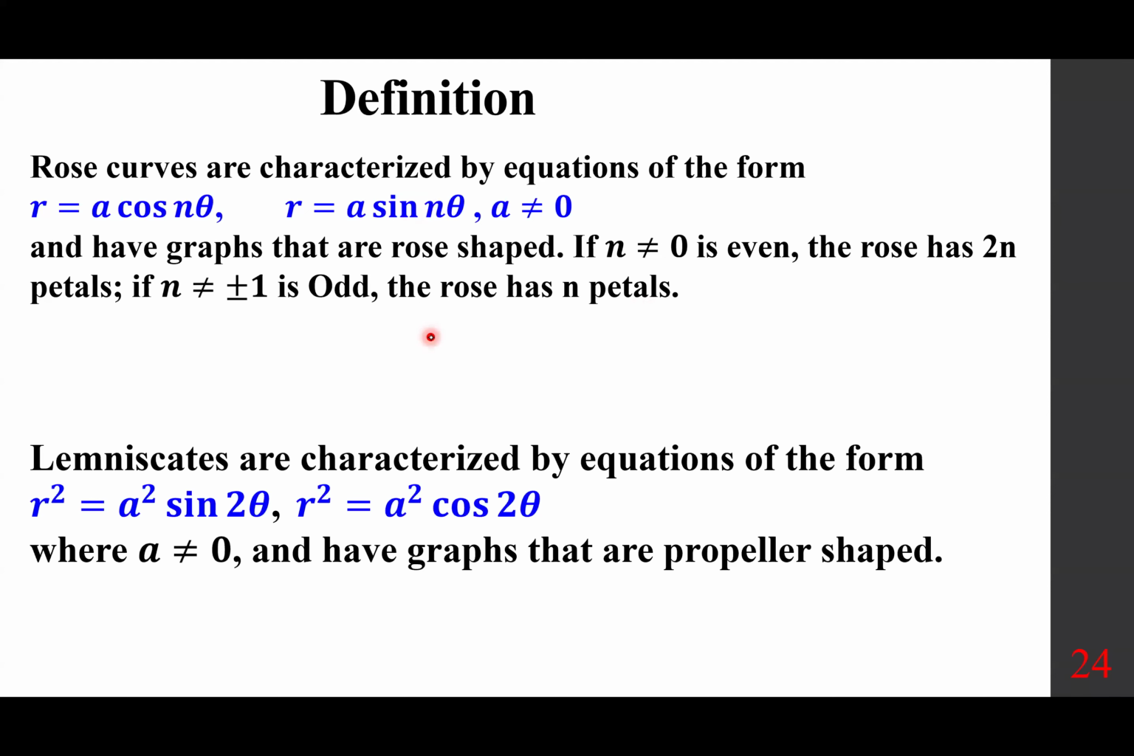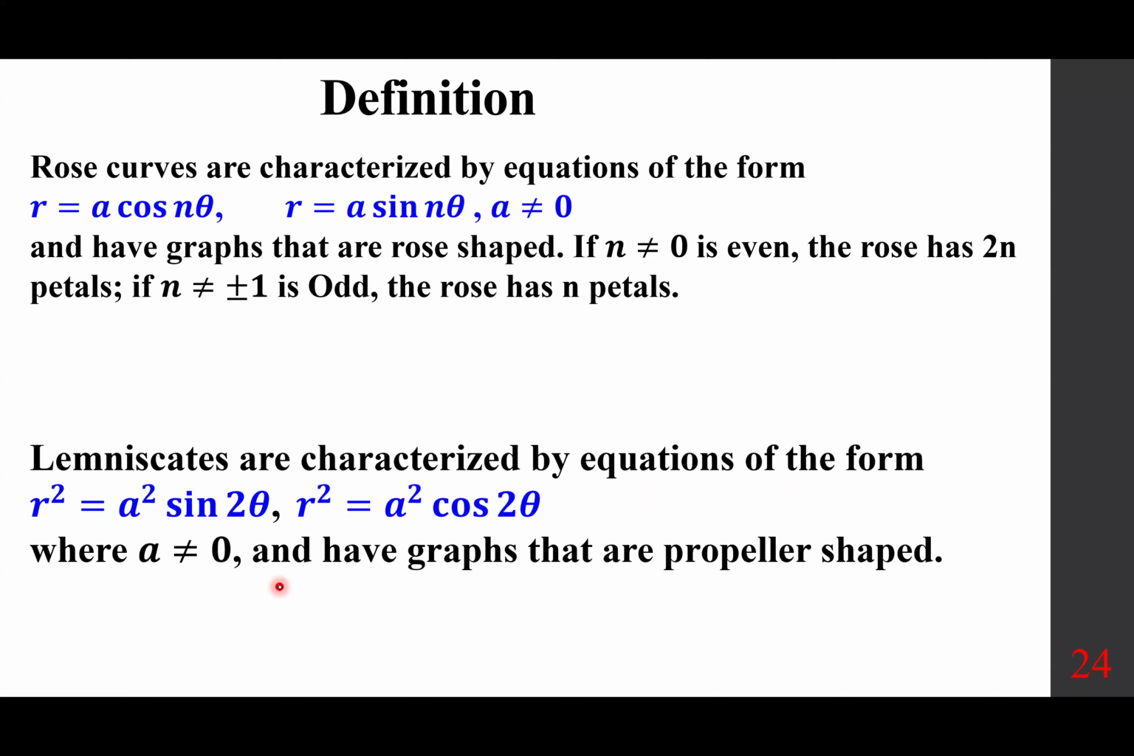Then we have others. The lemniscates are characterized by equations of the form r squared equals a squared sine 2 theta, r squared equals a squared cosine 2 theta. Of course, a can't be 0, and they have graphs that are propeller shaped and so on.